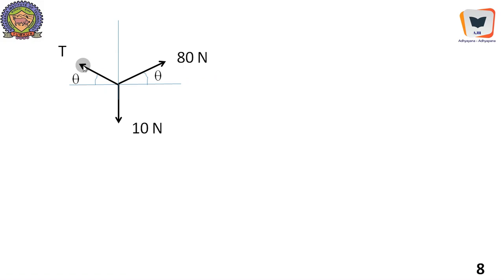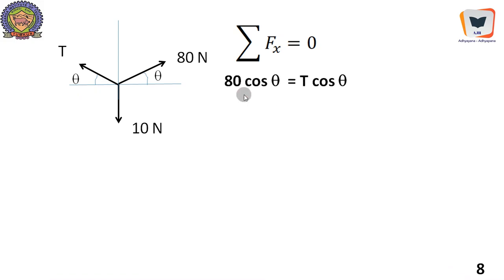This is 80 Newton. This is tension, which we don't know, and this is 10 Newton, and this is the inclination theta. Once we find this inclination theta, it is very easy for us to find out the dip of this particular wire when the weight of 10 Newton is added. Before it was straight. Of course, we will apply sigma Fx equal to 0. It becomes 80 cos theta positive equal to T cos theta. 80 cos theta equal to T cos theta. Therefore, T equal to 80 Newton.